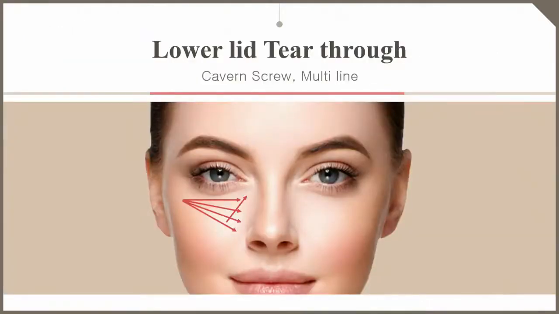We can also insert the thread to correct the irregularity on the lower eyelid and to fill the tear trough as well. Of course, we can inject filler or we can perform an operation, but sometimes patients don't want to get fillers here or the operation requires a lot of recovery time. The thread lifting can be a good alternative, but the effect is not so dominant.